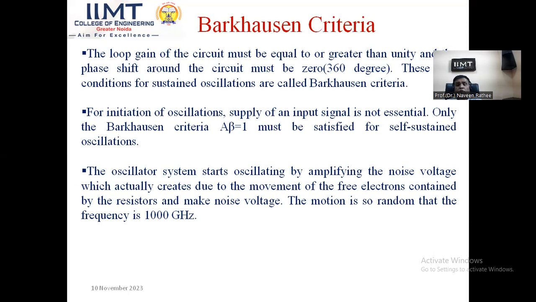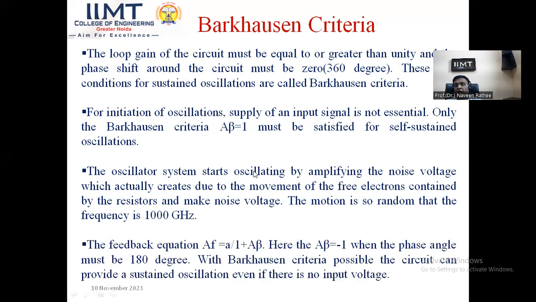This motion is so random that the frequency can go up to 1000 gigahertz. So this is something which you need to take care of. That is why I told you that the closed loop gain Af equals A upon 1 plus A beta, where A beta should equal 1 and the phase must also be 180 degrees. With the Barkhausen criteria satisfied, the circuit can provide a well-defined sustained oscillation even if there is no input voltage available to the circuit.